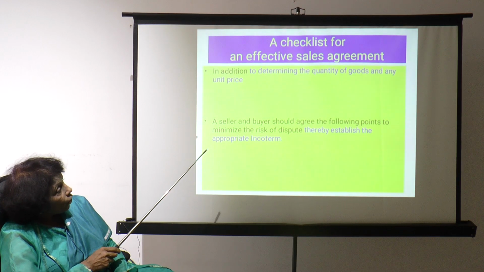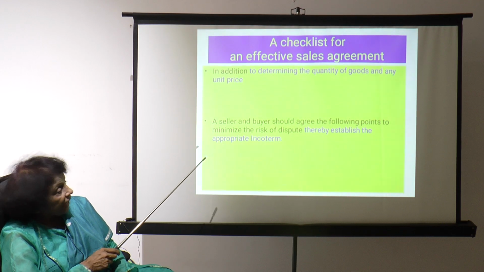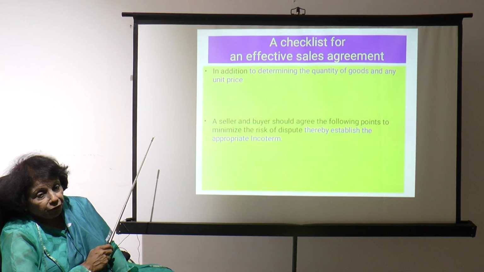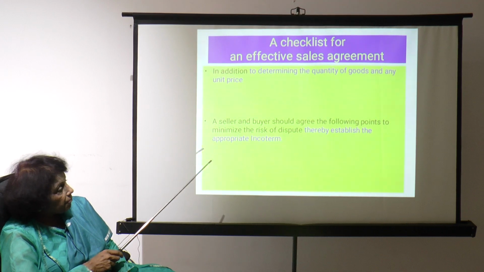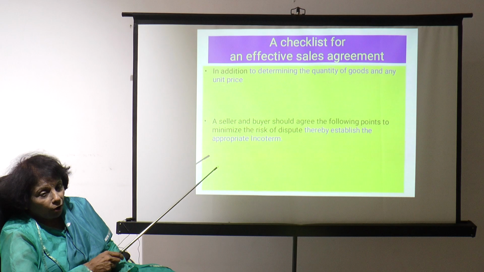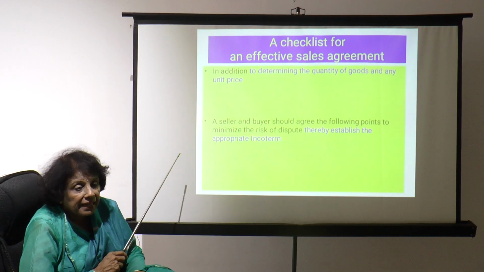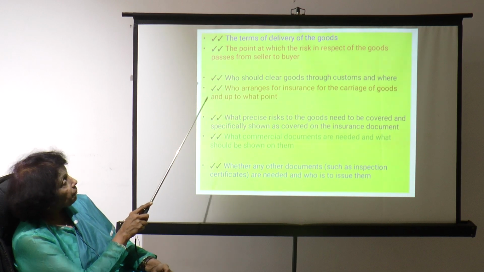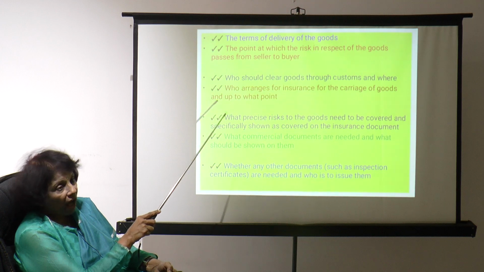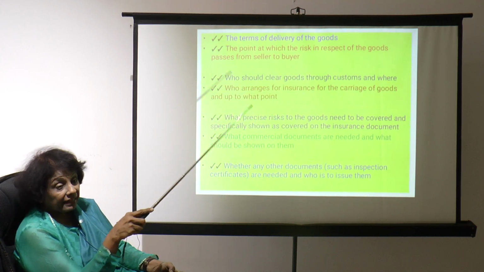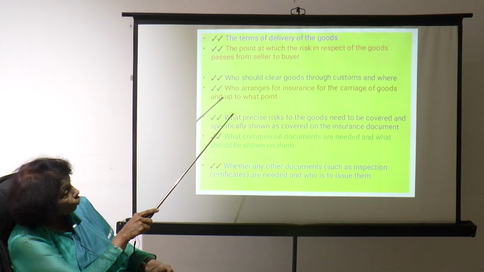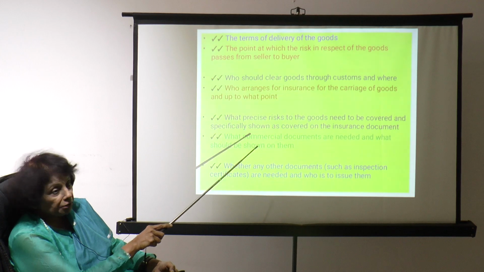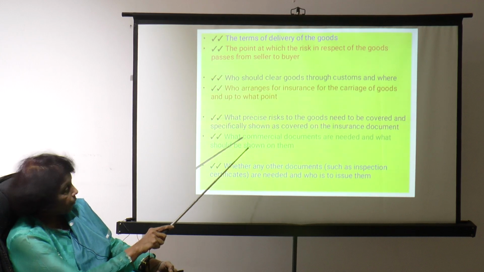In addition to determining the quantity of goods and unit price, what is the checklist for an effective sales agreement? Seller and buyer should agree to minimize the risk of dispute. So, they have to apply the appropriate Incoterm. The terms of delivery of the goods, the point at which the risk in respect of goods passes from seller to buyer, who should clear the goods through customs, and who arranges for insurance for the carriage of goods, up to what point.